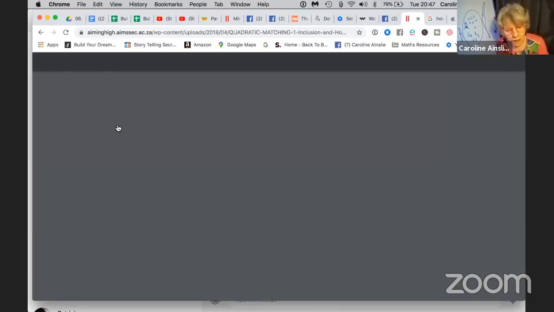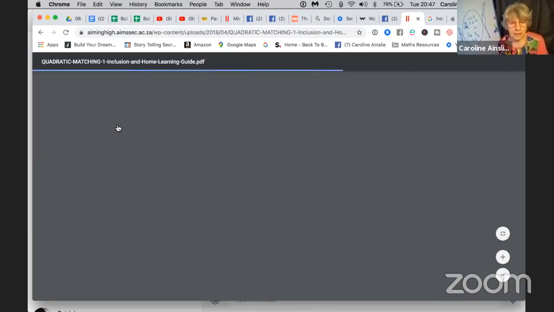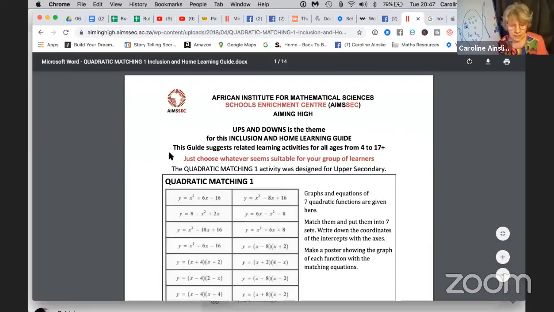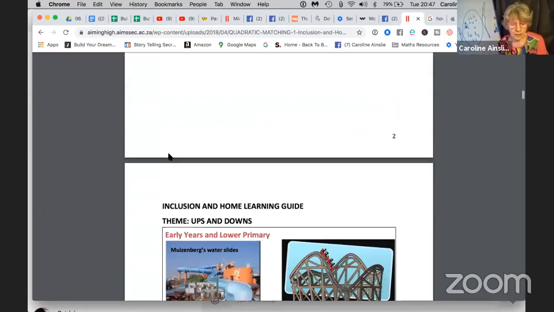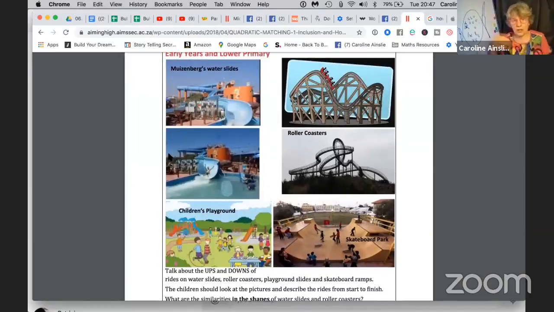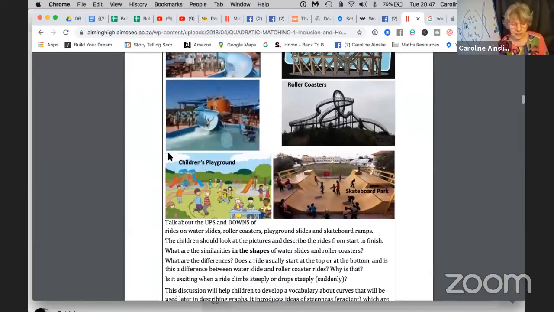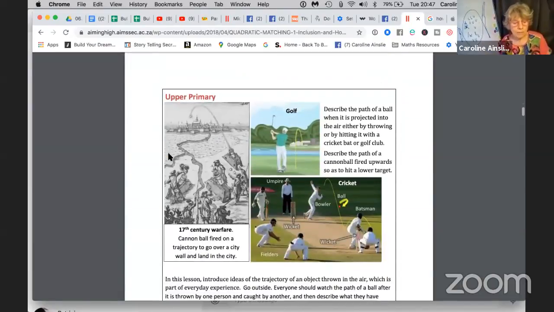Where we start is with the separate video for early years learning. In early years, we're just looking at curves, whatever the curves are. That's the early years activity that we did. Now we're moving on to primary, 7 to 11-year-olds. We're looking at actual curves, things that make a parabola.